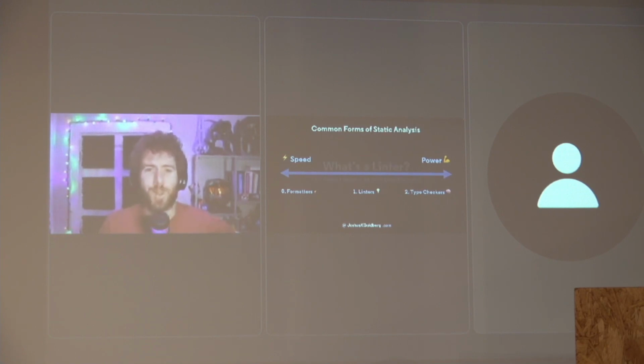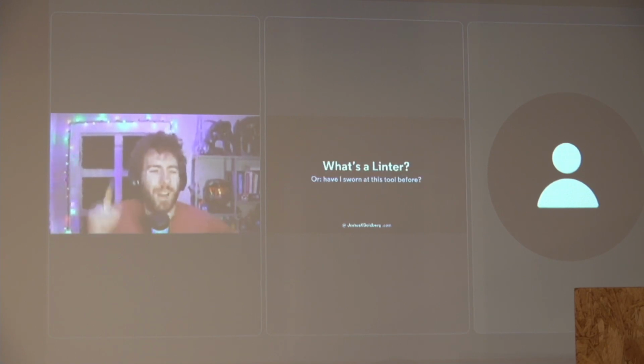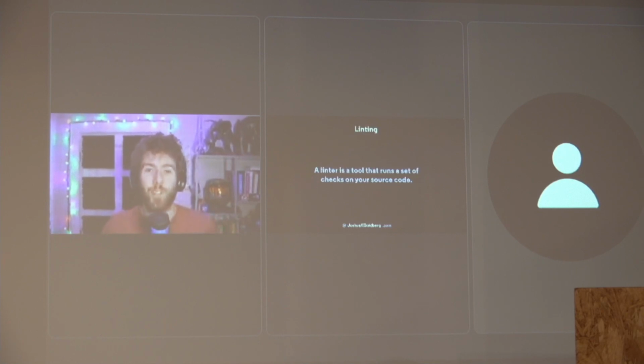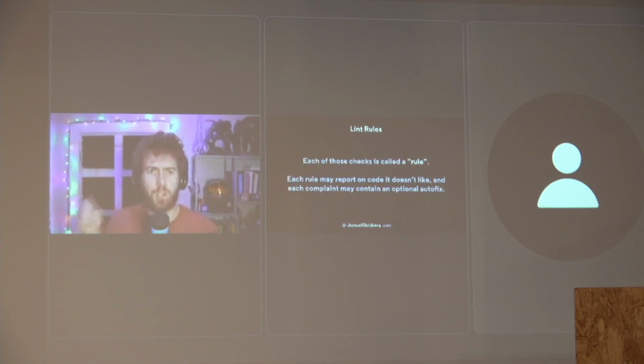What is a linter? Or the more common question for all these tools, have I sworn at this thing before? A linter is a tool that runs a set of discrete checks on your source code. Each of those checks is typically also called a rule or a linter rule. Each of those rules looks for one particular code pattern or violation. It may report any number of those per file, and each of those reports or complaints may optionally contain an autofix for how to correct the issue.